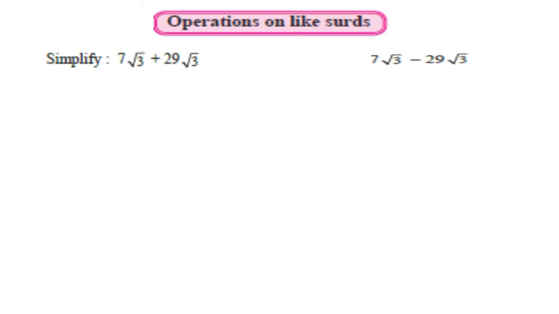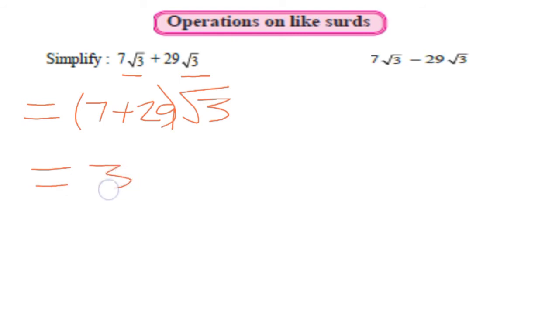Operations on like sets. Here some like sets are given, then operations on these sets. First example, simplify 7 root 3 plus 29 root 3. Here root 3 is common because its order is same and radical is also same. Root 3 is common. Here 7, middle sign is plus, and 29. 29 plus 7 is 36. 36 root 3.